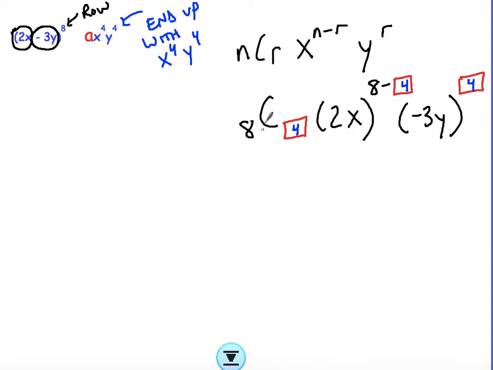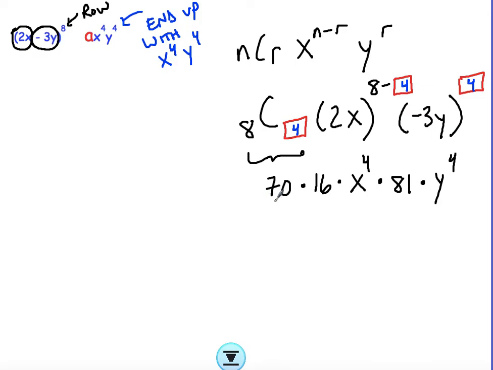So let's go to our calculator and do 8 choose 4. You're going to get 70. And then we have to do 2 to the 4th power. So remember, 8 minus 4 is 4, and then do 2 to the 4th power, and you're going to get 16, and then I'll have an x to the fourth. And then here I'll have negative 3 to the fourth, which is 81. And then I'll have a y to the fourth.